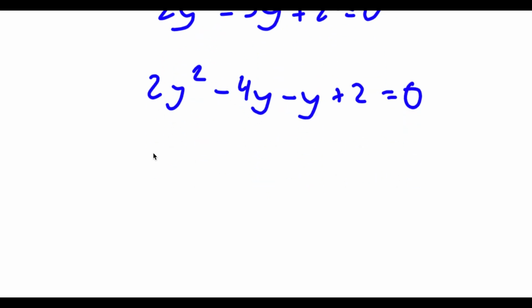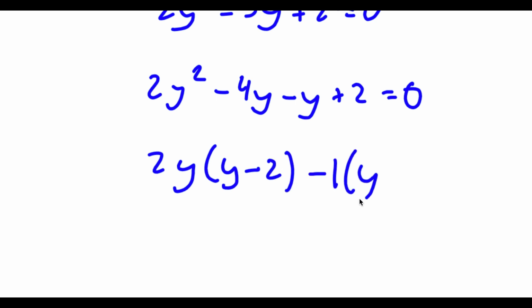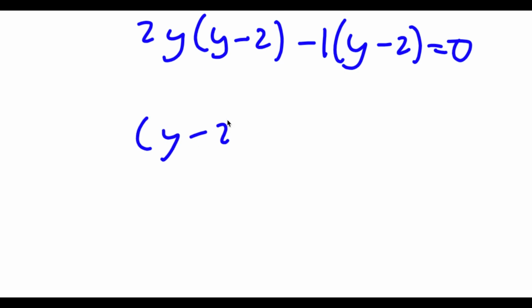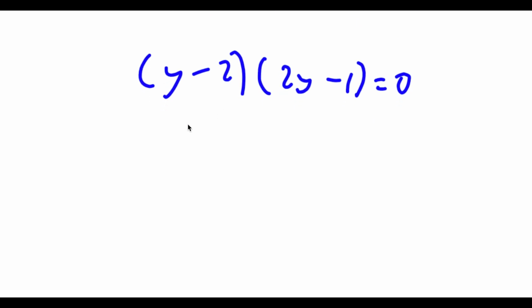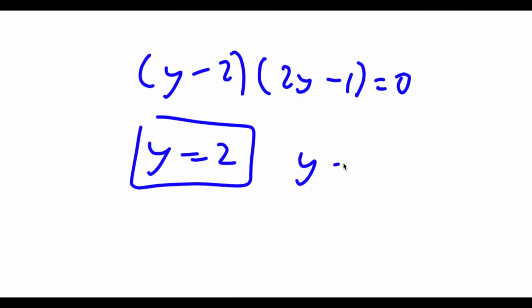So 2y squared minus 4y, I'm going to factor out 2y, so I get 2y times y minus 4. And from negative y plus 2, I'm going to factor out negative 1, so I get y minus 2. Now if I factor out y minus 2, I get y minus 2 times 2y minus 1 is equal to 0, meaning y is equal to 2, and y is equal to 1/2.